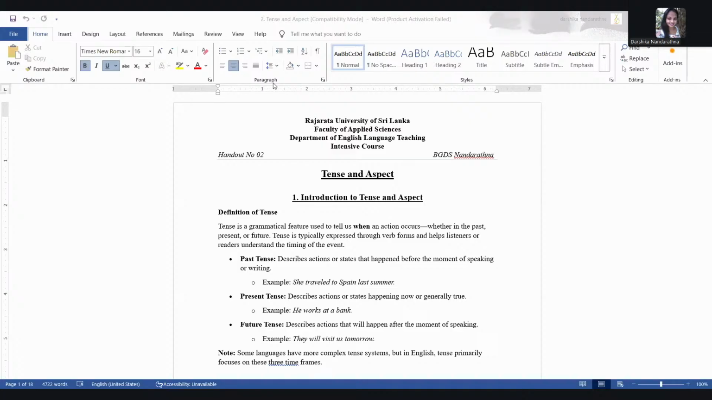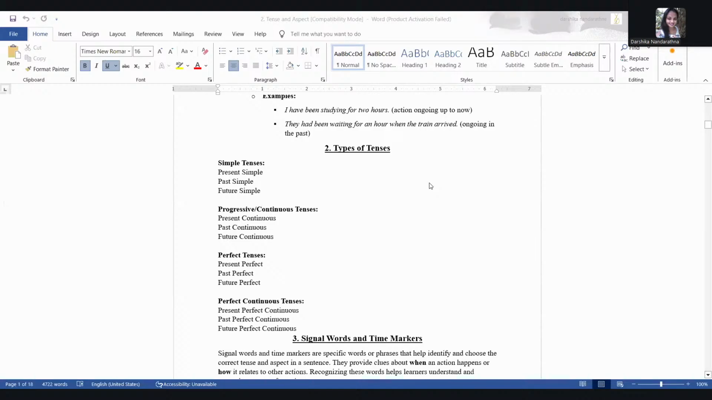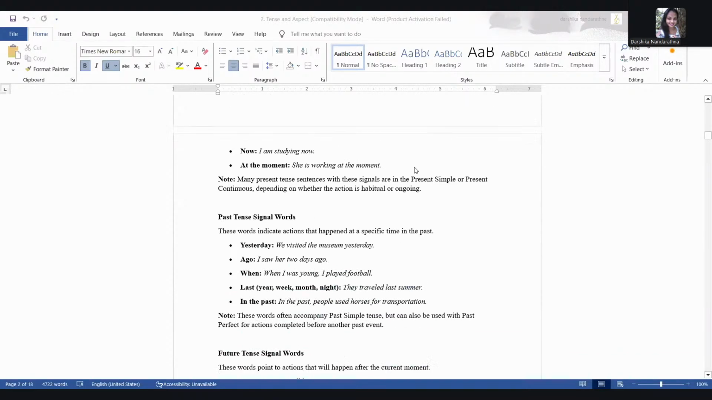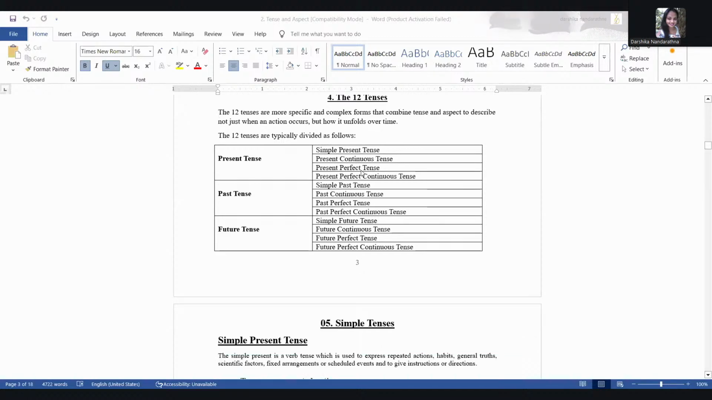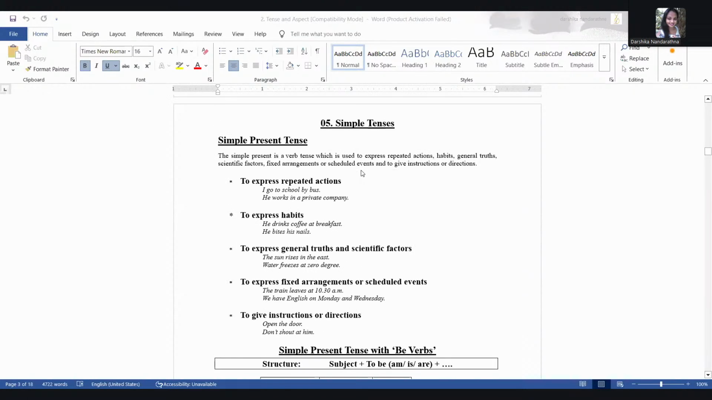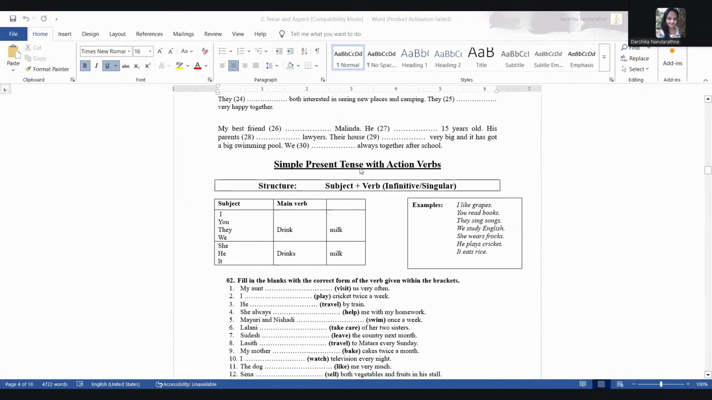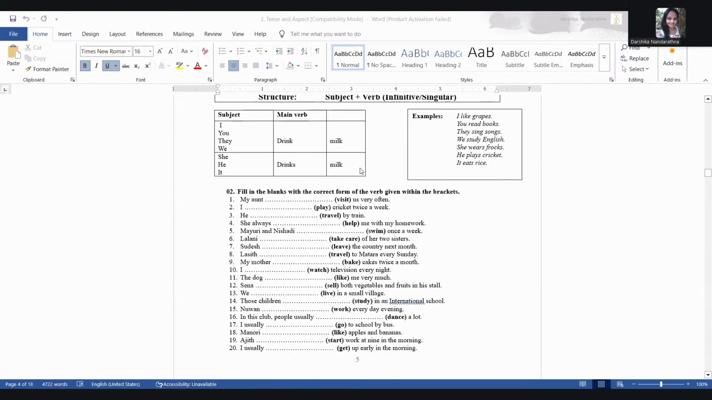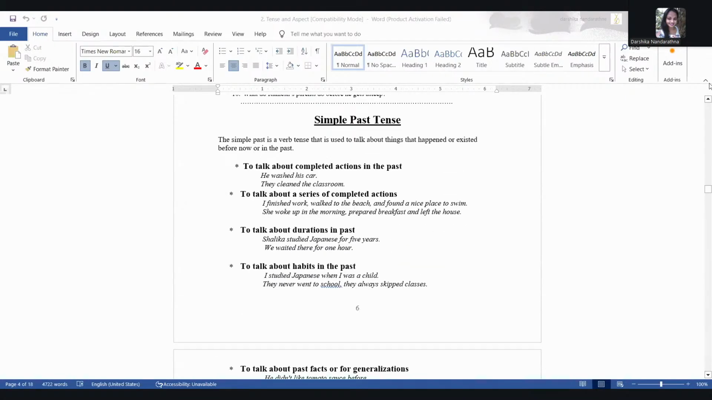Okay, so let's start the lesson today. Tense and aspect. I started this lesson, and we did half of this lesson. So I explained what is a tense, then what is an aspect. Then I explained how we got 12 tenses in English. After that, we started to discuss simple tenses. There are three simple tenses: simple present, simple past, and simple future. We completed discussing simple present tense. We have to continue from simple past tense. Am I correct? This is where we stopped, right?